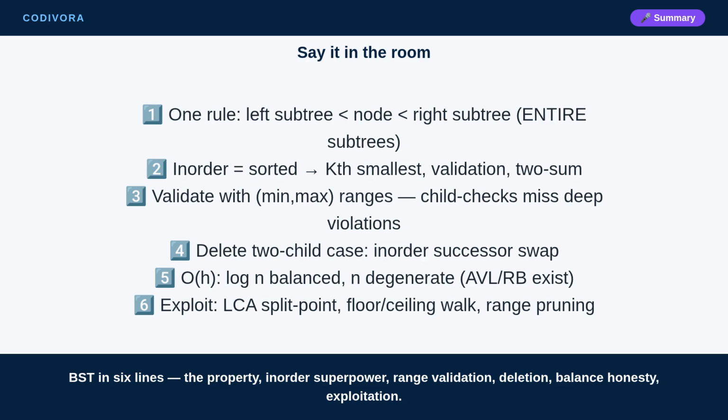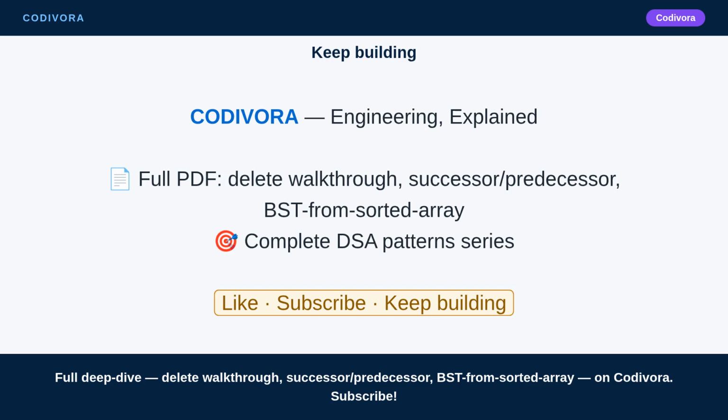Now the recap. Let's lock it in. A BST has one rule, and it applies to entire subtrees. Inorder gives sorted order, which powers Kth smallest and validation. Validate by passing min-max ranges down. Checking only children is the classic bug. In deletion, the two-child case swaps in the inorder successor. Operations are O(h), which is log n only when balanced. Name AVL and red-black. And exploit the property everywhere. LCA is the split point. Floor and ceiling are a walk. Range queries prune. One property, everything follows. And that's binary search trees.